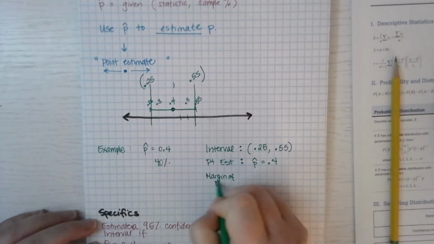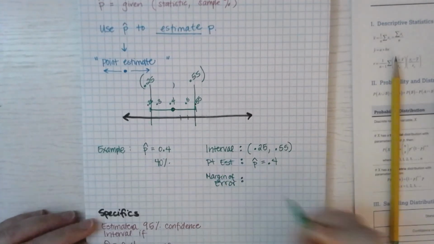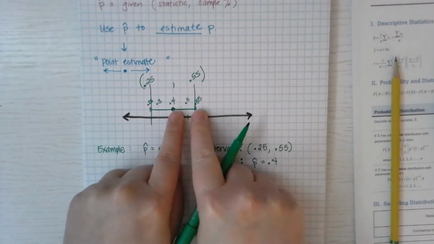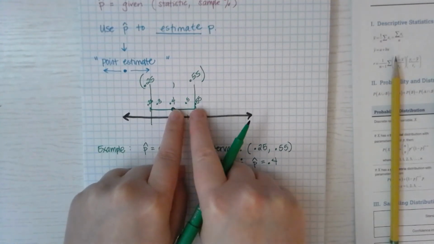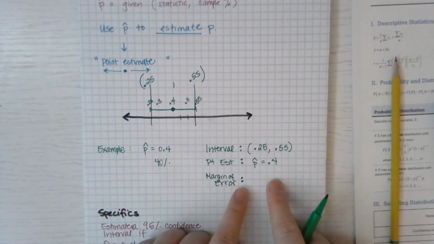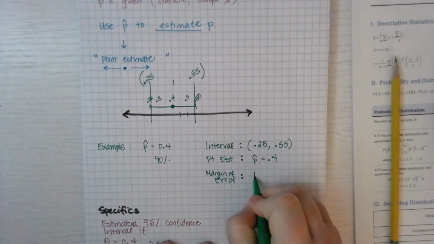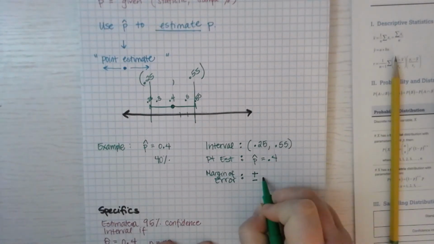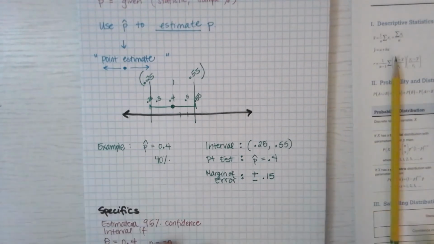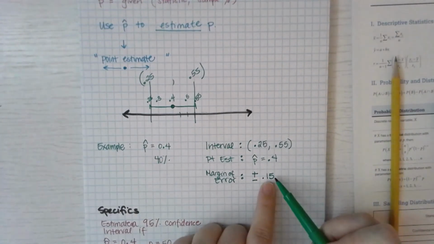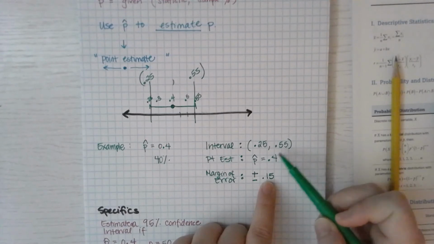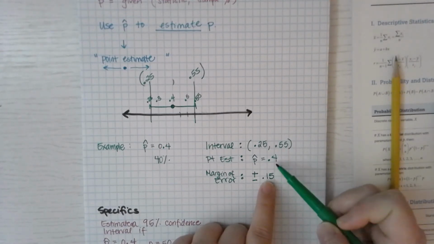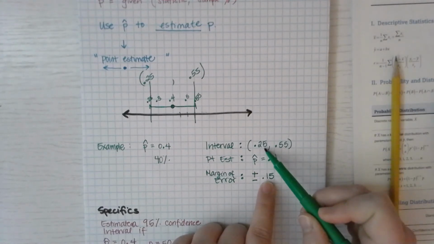So in this general example, that margin of error is from 0.4 to 0.55. So in this case, my margin of error is to the right and to the left of 0.15. So if I add 0.15 to my point estimate, I get 0.55. If I subtract 0.15 from 0.4, I get my 0.25.